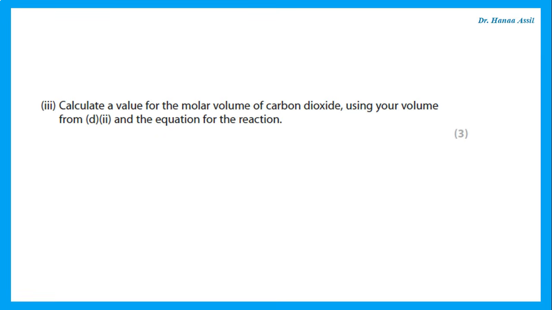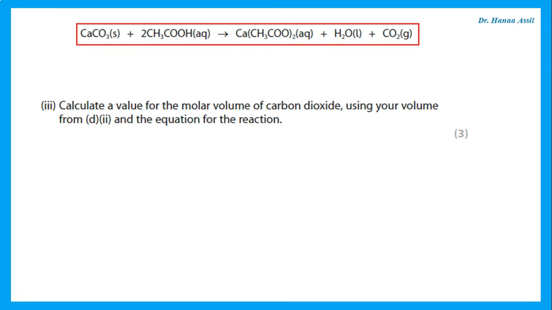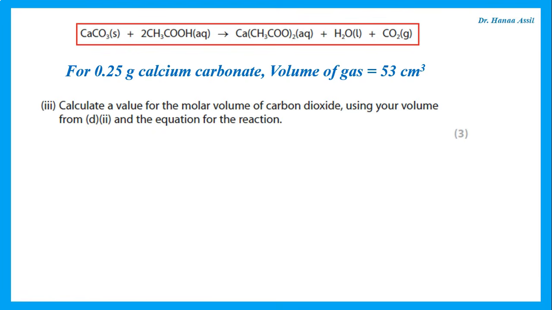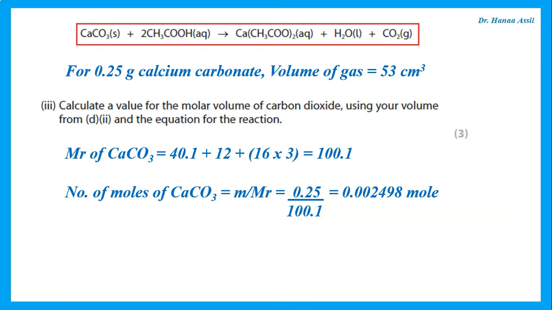Now calculate a value for the molar volume of carbon dioxide using your volume and the equation for the reaction. So this was the equation, and the volume was 53 cm³ when the mass is 0.25 grams. What are we supposed to do? So when we use 0.25 grams of calcium carbonate, it gave 53 cm³ of gas. Now we need to do what? We need to get, first of all, the molecular mass of calcium carbonate. Okay, that's the molecular mass of calcium carbonate. Number of moles of calcium carbonate.